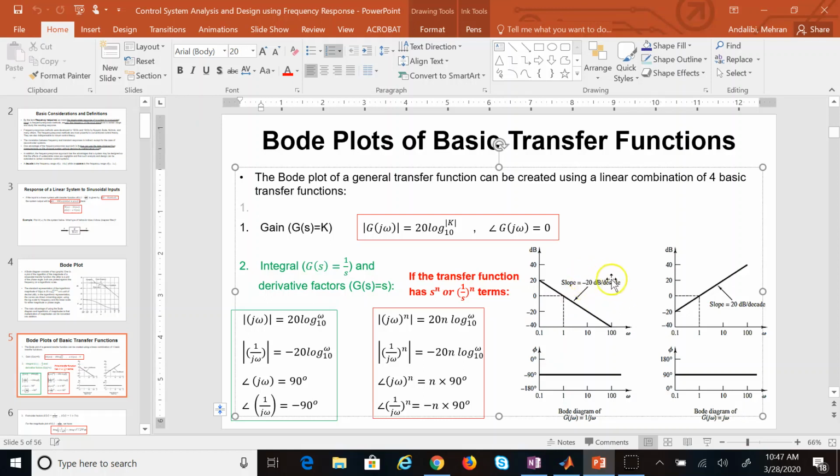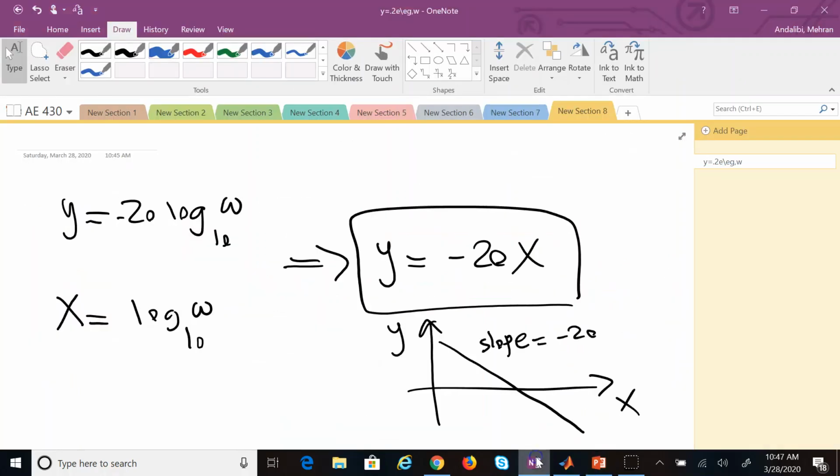Now, the other thing is, it says the slope is negative 20 decibel per decade. So let me clarify that for you as well. What is the unit for the y-axis? We learned that when we take 20 log of the magnitude of G of j omega, the unit for the y-axis is decibel, so that's okay. But what about the x-axis? When is it that I move 1 unit on the x-axis? So I go from one number to the other. Let's say if this number is 1, how do I go to 2? What does it mean?